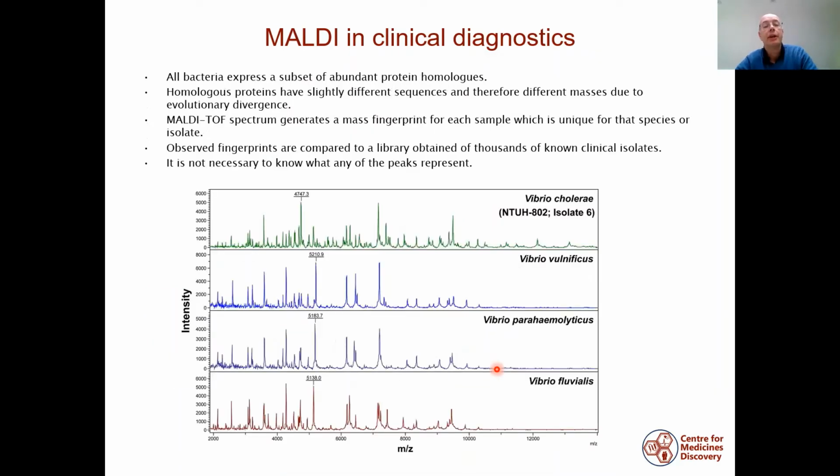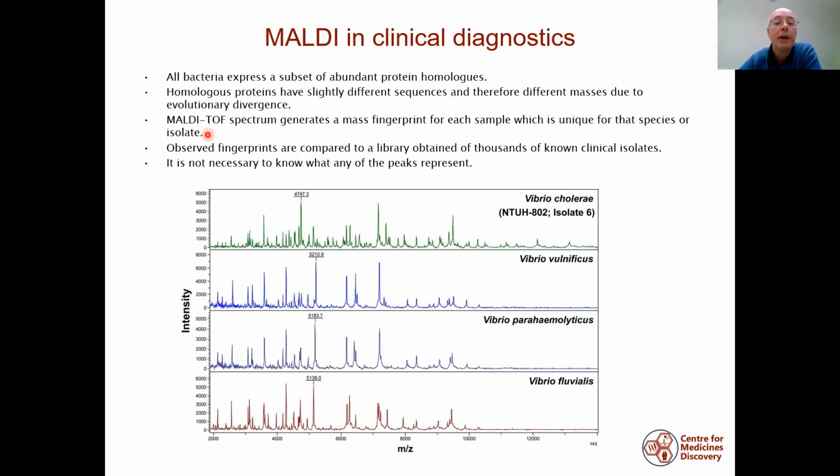So how this works is all bacteria are made up of proteins, as are all living things, and the proteins are homologs of each other. So any particular protein in a bacterial species will have a homolog in another species. It will do the same job, but it will probably have a different sequence. So all of these homologous proteins will have slightly different sequences, and because they have a different sequence, they will have a different mass. And this is a natural thing due to evolutionary divergence.